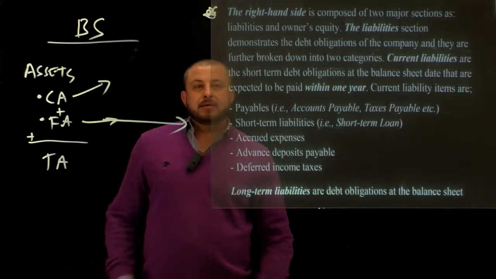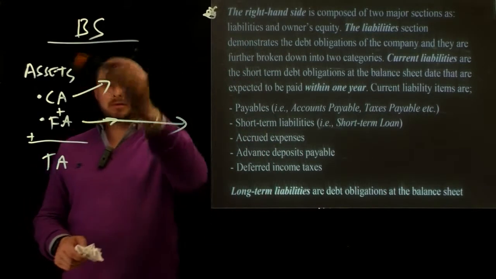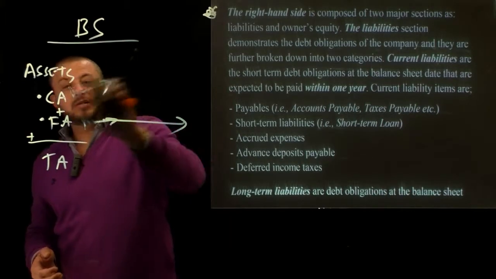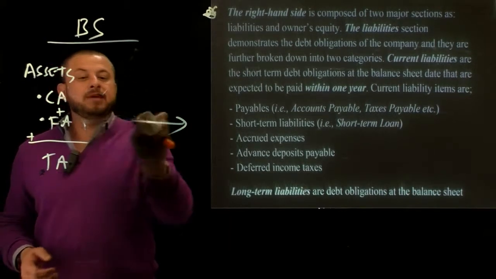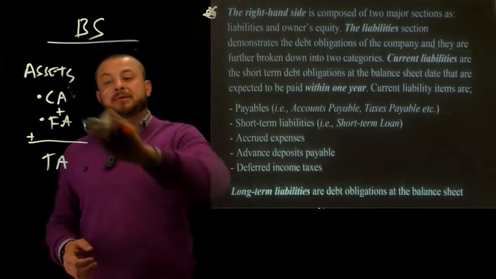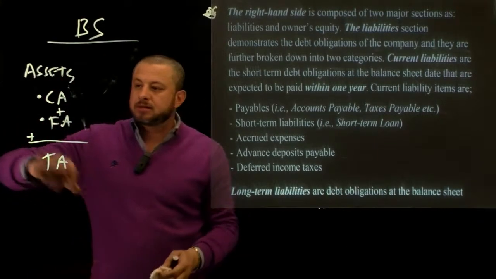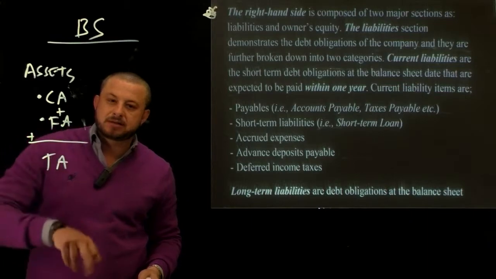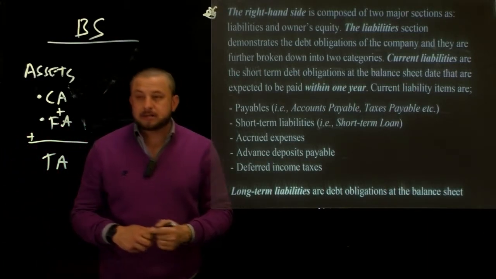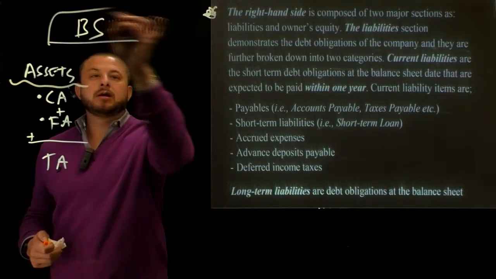Before I jump to the right-hand side, right here, guys. So this is the left-hand side of the balance sheet. On the right-hand side, we will decompose the liability section. But again, let me remind you this: current assets plus the fixed assets are equal to total assets. Okay, guys? Very good.